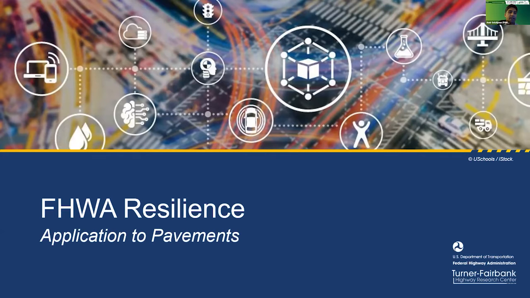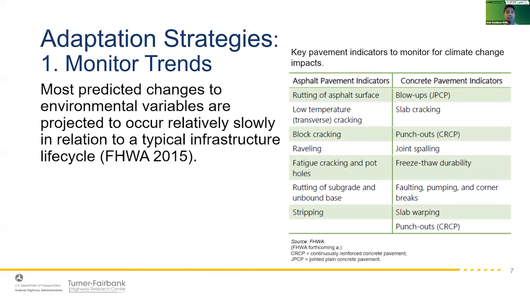So some of our activities, that is applications related to the pavement and infrastructure, is to look at adaptation strategies. The first step in adaptation strategy is monitoring the trends. Basically, just looking at how your pavement indicators or infrastructure indicators have changed based on climate change. For example, for asphalt pavement, the indicators are rutting, low temperature cracking, block cracking, how they are changing based on climate change, and we monitor those. The same for concrete pavement or other infrastructure.